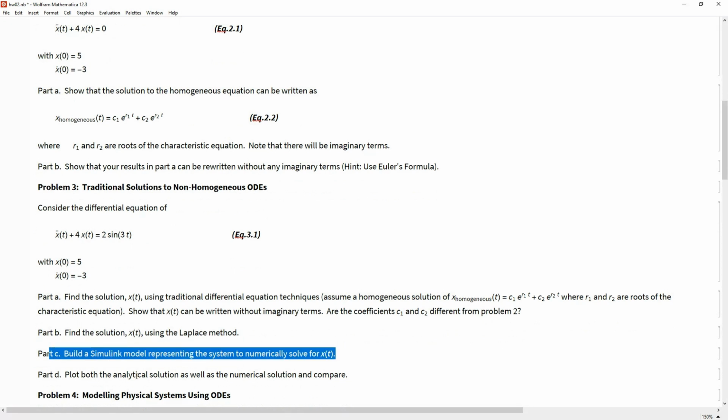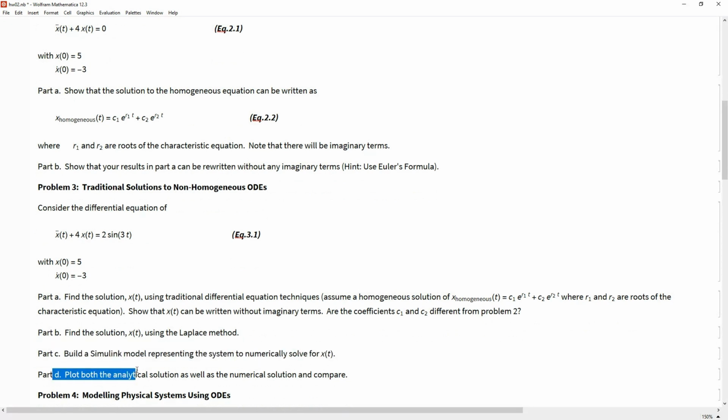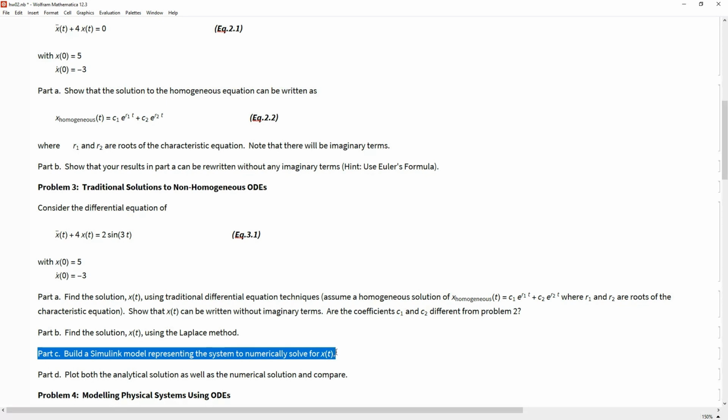Parts C and D, again, we might need to wait. Next week we will talk a little bit about Simulink, which is a numerical tool attached with MATLAB that is going to allow us to numerically solve ordinary differential equations. So for C and D, you might have to wait a little bit.